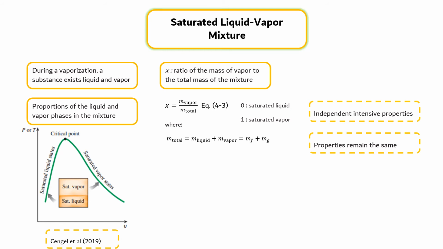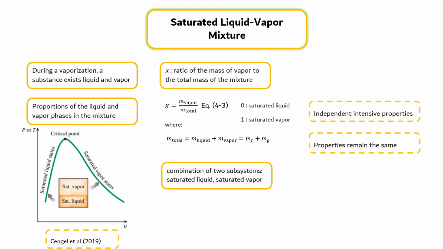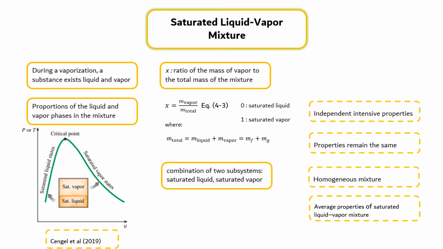A saturated mixture can be treated as a combination of two subsystems, the saturated liquid and the saturated vapor. However, the amount of mass for each phase is usually not known. Therefore, it is often more convenient to imagine that the two phases are mixed well, forming a homogeneous mixture. Then the properties of this mixture will simply be the average properties of the saturated liquid-vapor mixture under consideration, as shown in equation 4.4.